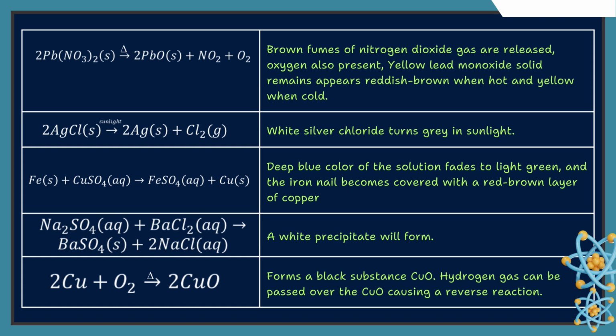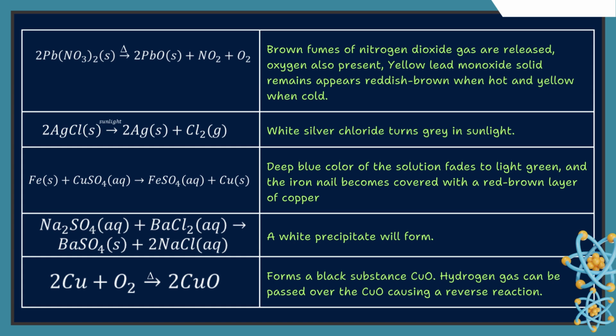Next, silver chloride. If you leave this in sunlight, it changes from white to gray. It makes silver and chlorine gas. Then we have iron reacting with copper sulfate. The copper sulfate is a deep blue color. When iron goes in, the blue color fades to light green, because it's making iron sulfate now. And you'll also see a red-brown layer form on the iron. That's the copper coming out.